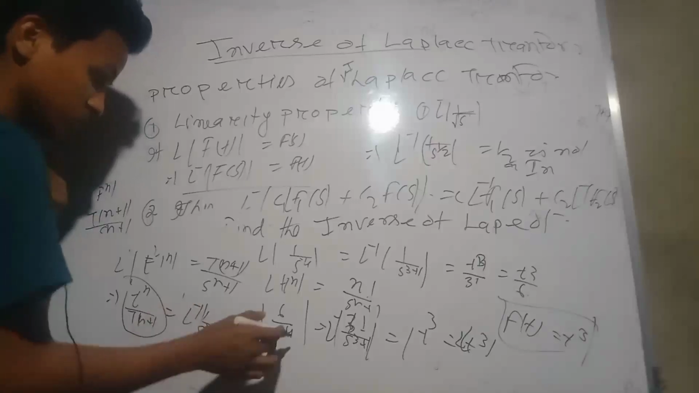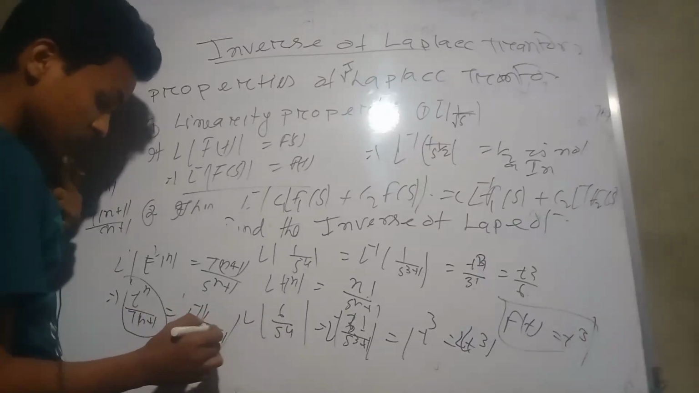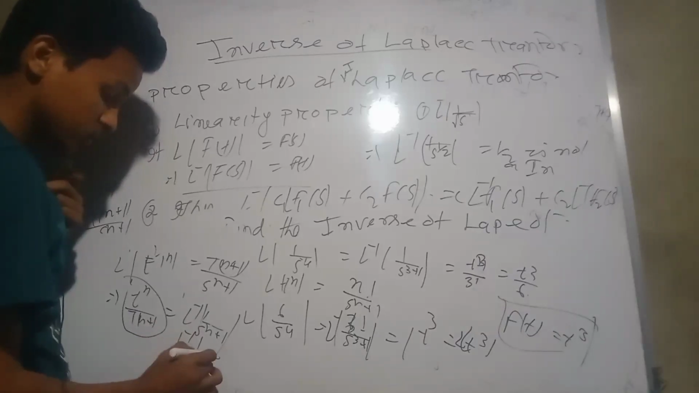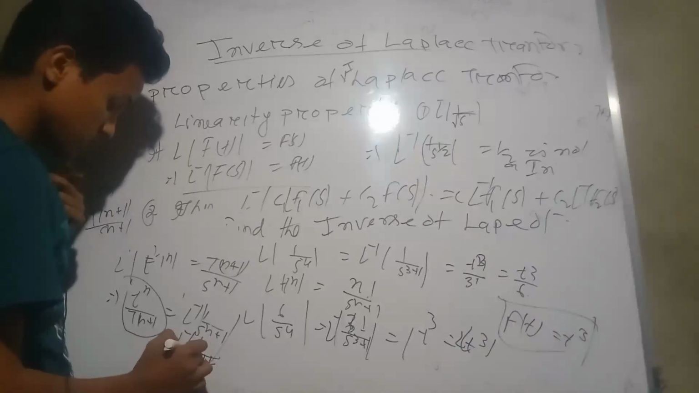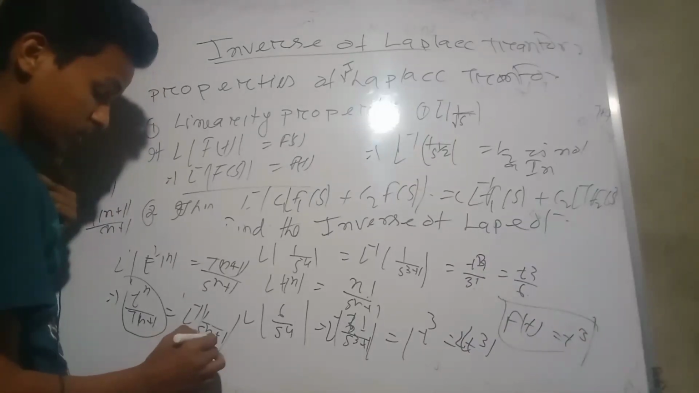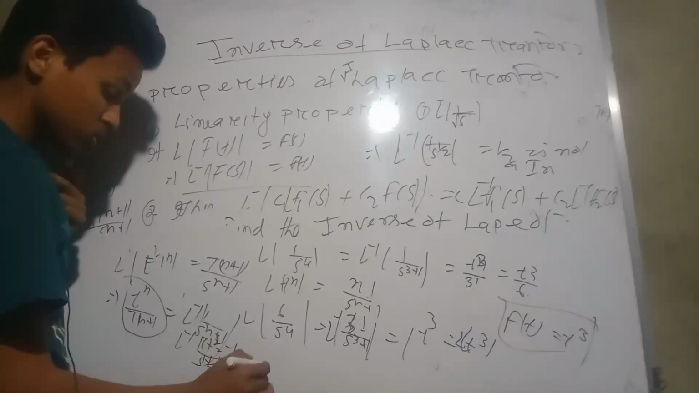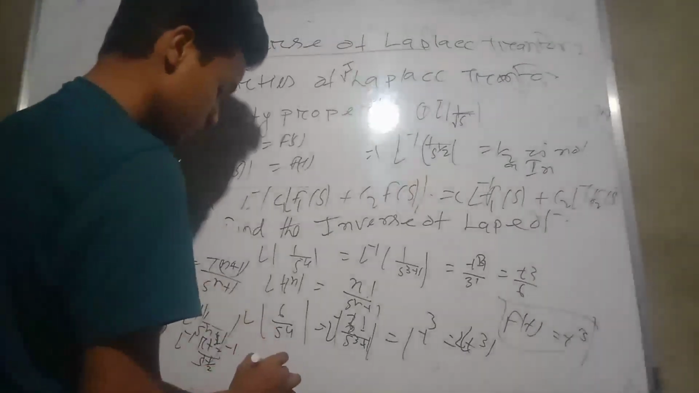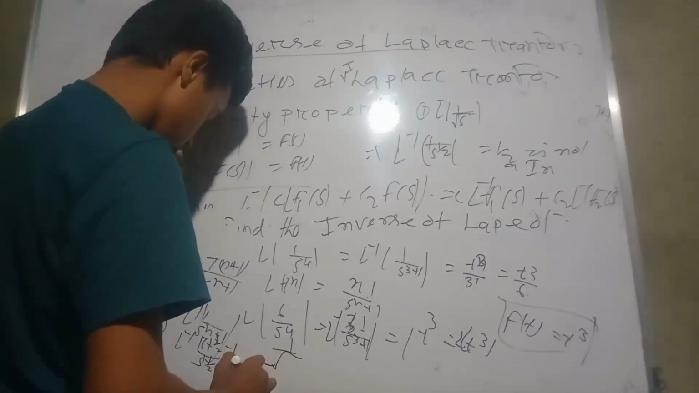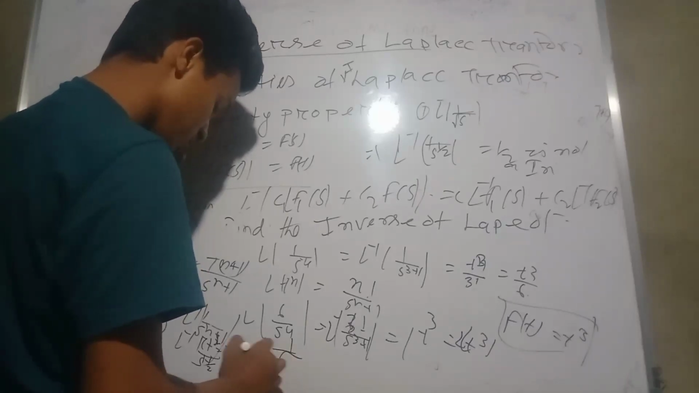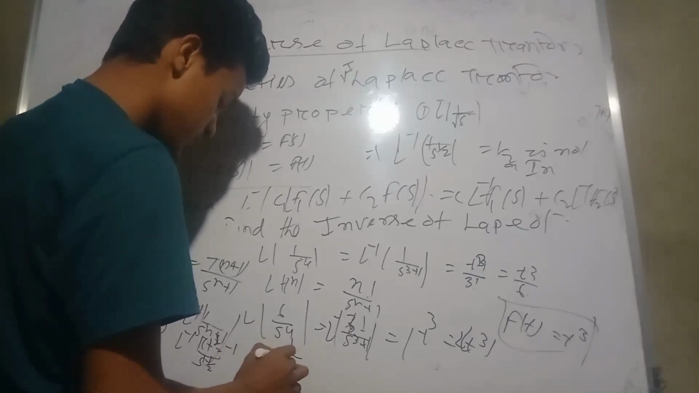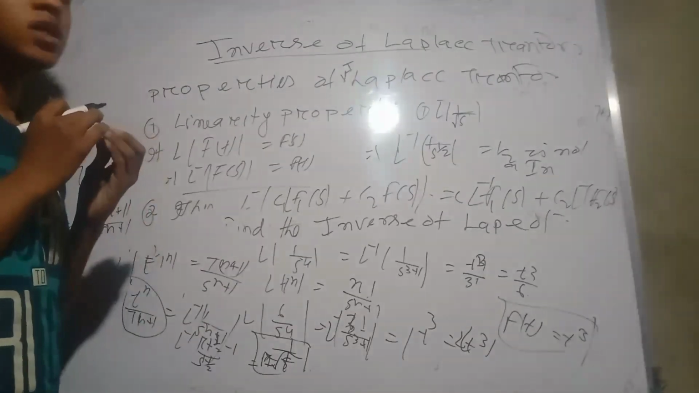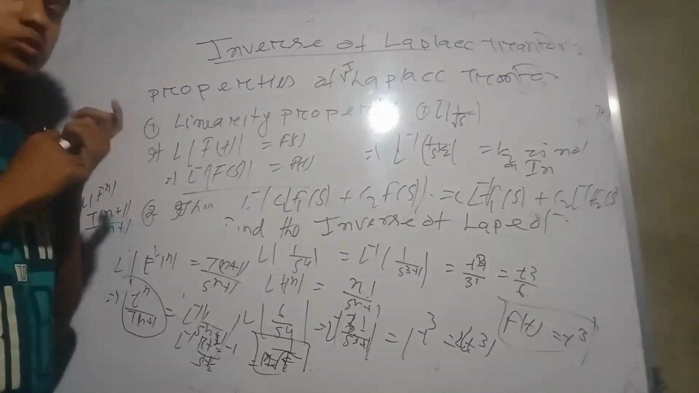So what do we get? Here we have the inverse of s to the power minus 1 by 2 equal to t to the power half minus 1 upon gamma of half. That gives us 1 upon root pi t. So that is the result. I think you have got how to find the inverse Laplace transform. The questions that I have left, we will move on to further, so that the concept will be crystal clear.